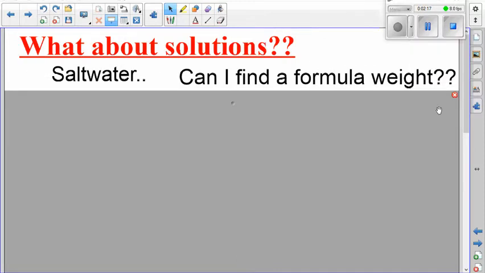Here's an issue though. What if I take my salt and I pour it into the water? Now which formula weight do I use? Is it the 58 of salt? Do I use the 18 of water? What do I do with this?